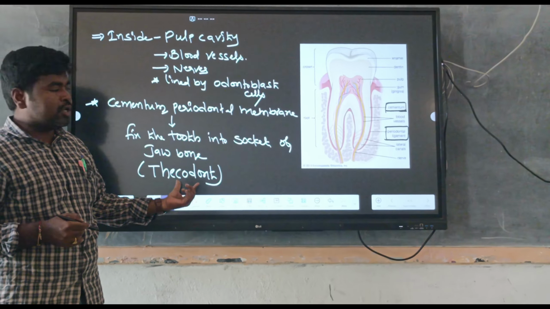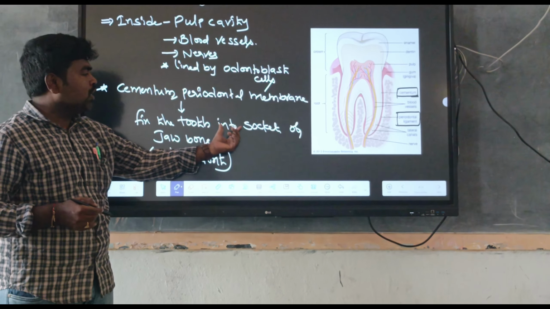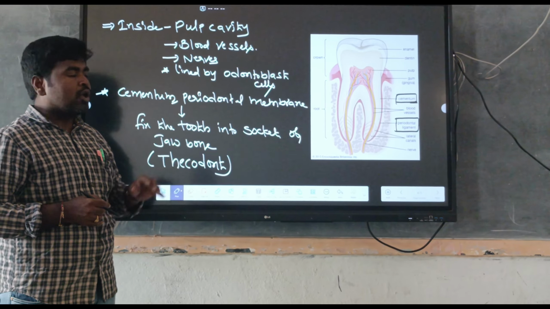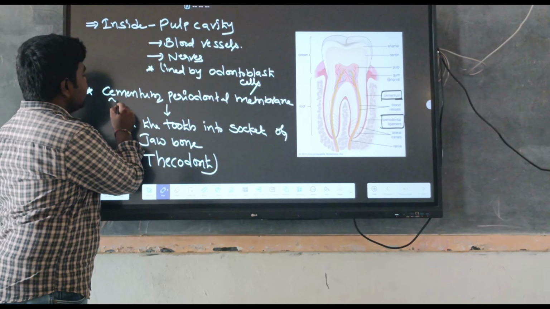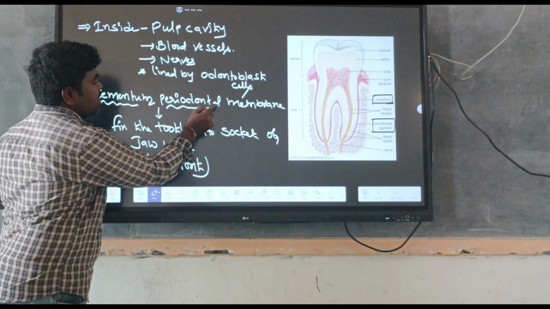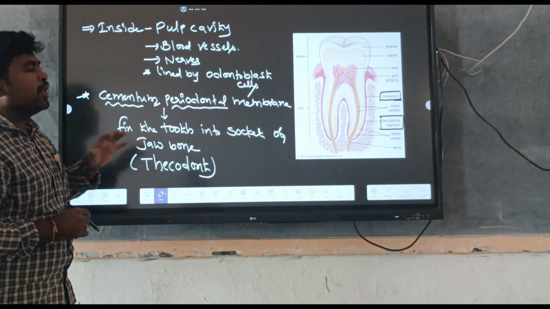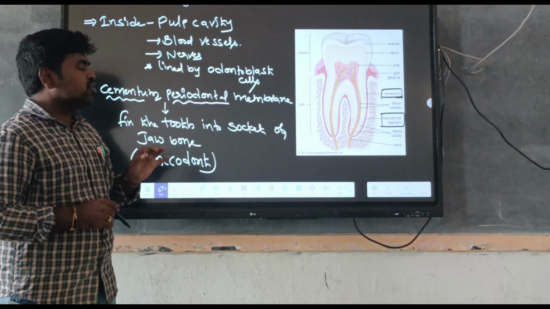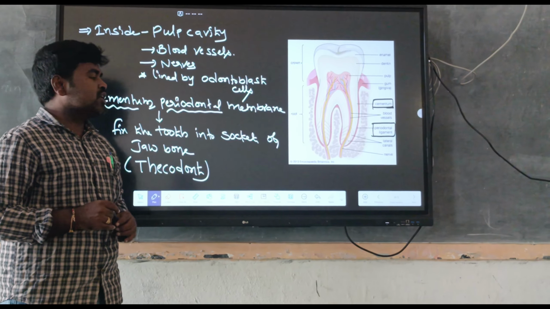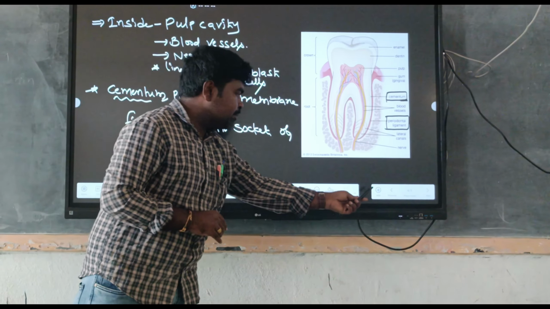So what is the meaning of thecodont? Fixing the tooth into the socket of the jawbone. Which structures help here? Cementum, and the second one is the periodontal membrane. So this is the short information about the structure of the tooth. Now a brief revision.